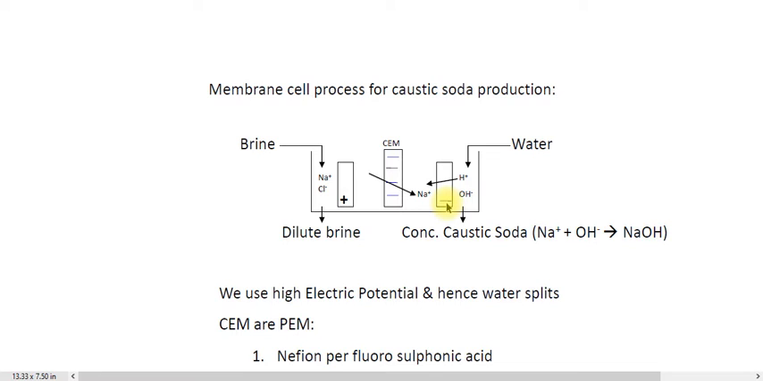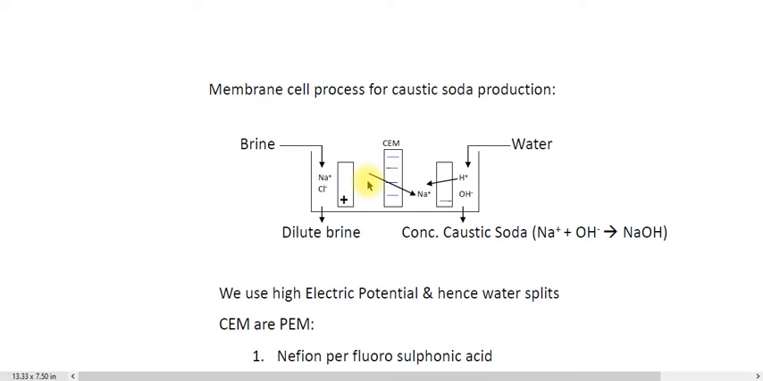This is the cathode, which will collect the positive charge and has the negative charge. So this is the cation exchange membrane. Here you will put pure water, and in this chamber you will put the NaCl solution. The NaCl salt will decompose into Na positive ion and Cl negative ion. So this is the cation exchange membrane.